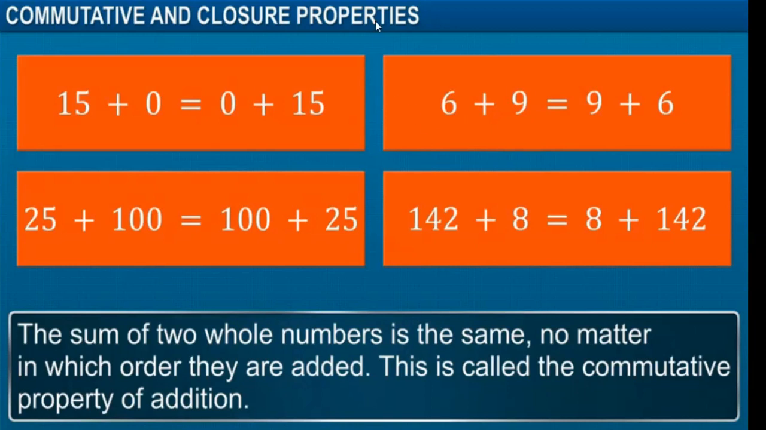Okay, you just mute your mic yourself. Whenever you want to talk, you unmute and talk. Okay. So this is what you call commutative property.